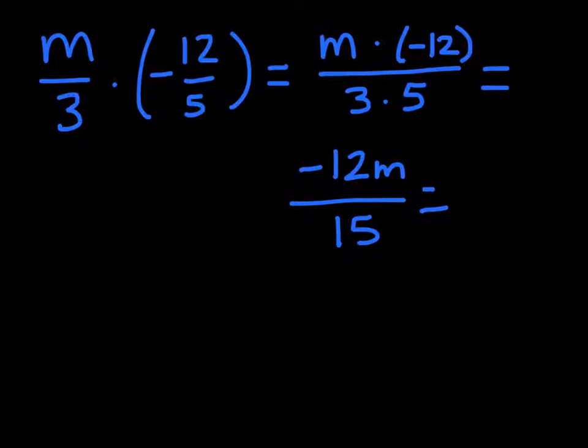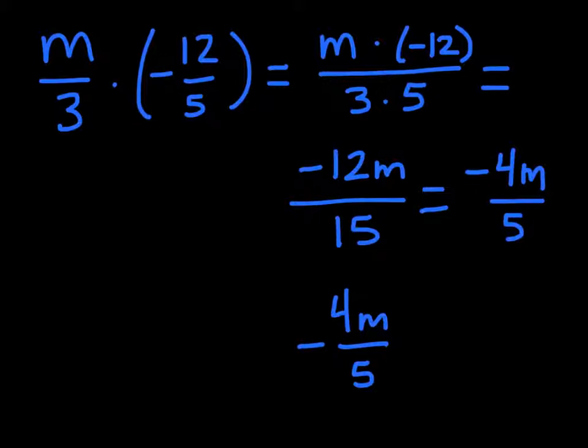by 3, giving us negative 4m over 5, which we then want to rewrite with our negative sign in front of the full fraction instead of assigning it to the numerator. Make sense? Let's try another.